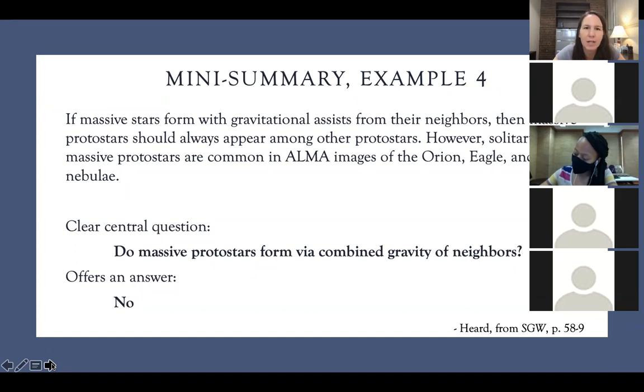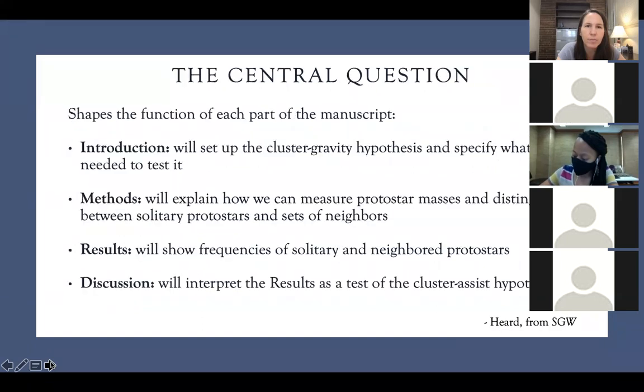And this is something you can keep coming back to, but this is really going to help you shape the rest of your paper. So the way that we'll do that, the central question drives the function of each part of your manuscript then.